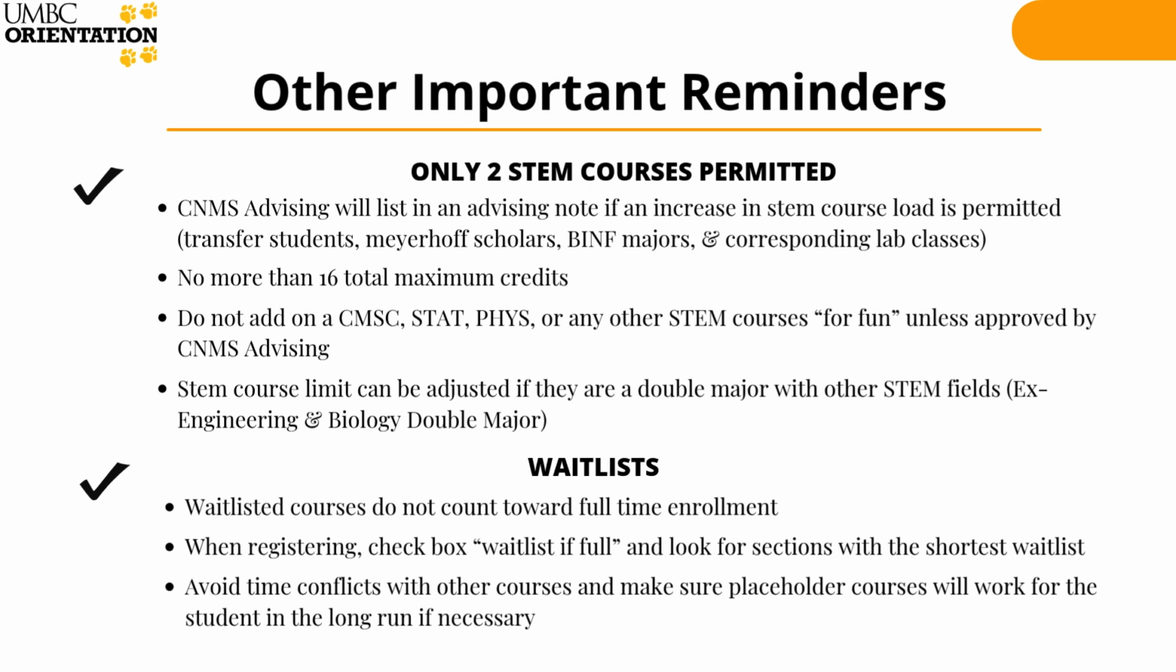The STEM course limit can be adjusted if they are a double major with other STEM fields. So, for example, an engineering major who's double majoring with biology may need to take a higher STEM course load in their first semester. Also, it's important to keep in mind wait lists and that wait list courses do not count towards full-time enrollment. Also, make sure when you're putting a student on a wait list that you look for the wait list that has the shortest amount of seats on the wait list, and also make sure to check the box wait list if full when having the student register.